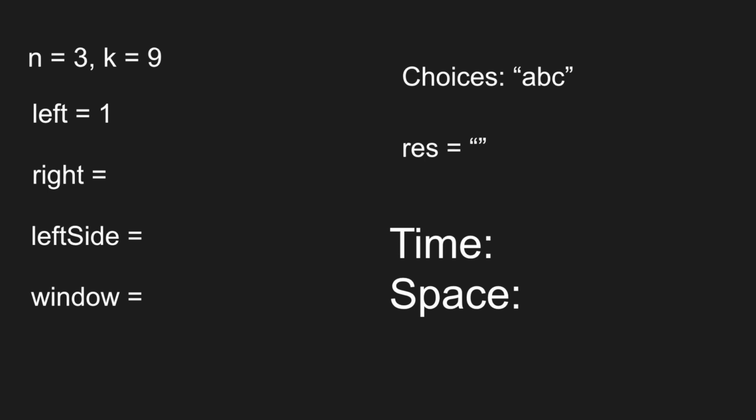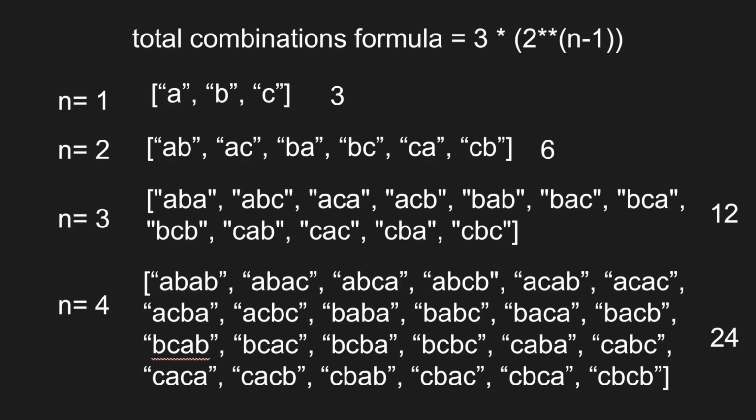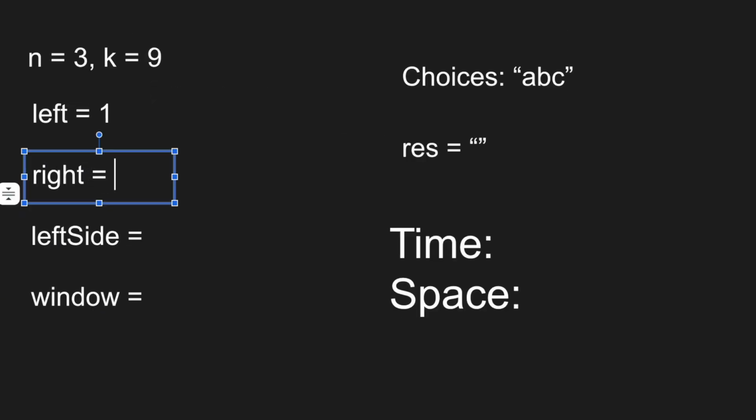So I think for this problem, I'll just explain as I go over this example. So the left will always start out as 1, and the right will be the total number of combinations that we can make in the beginning. So for this example, we see that we can make 12 when n is 3. So the right would be 12.